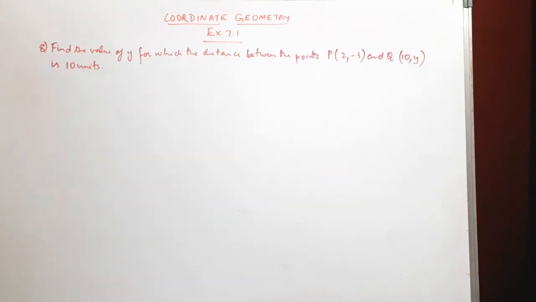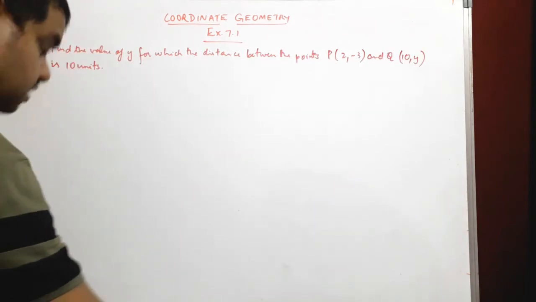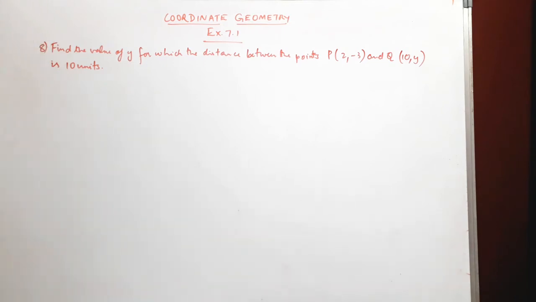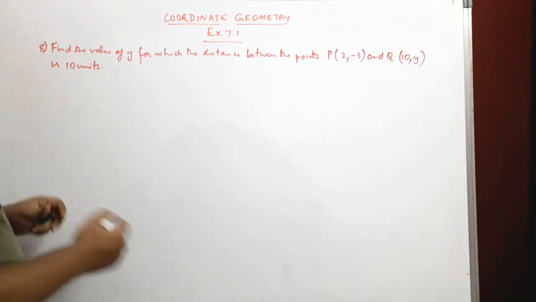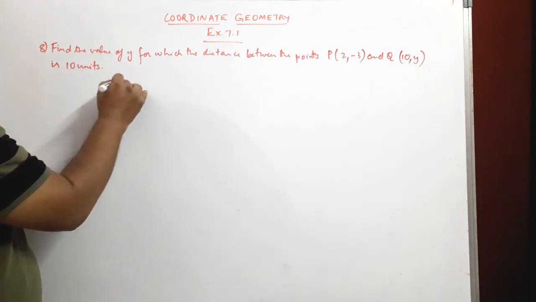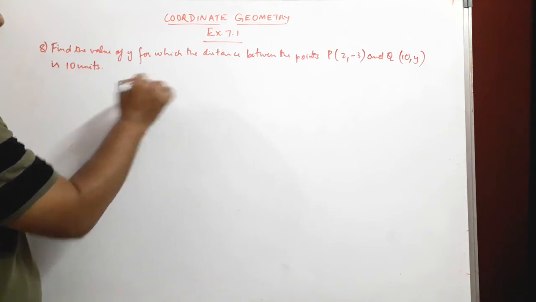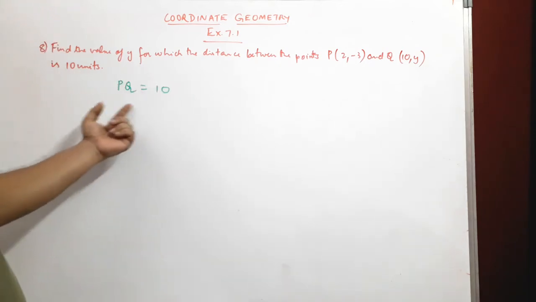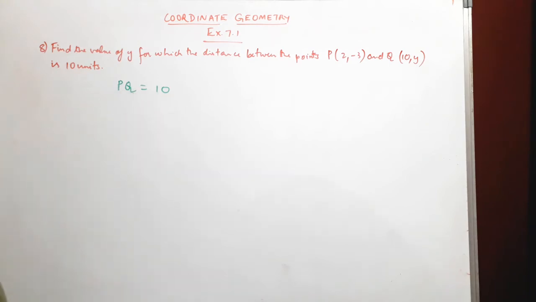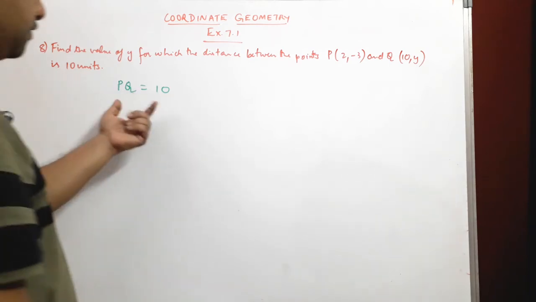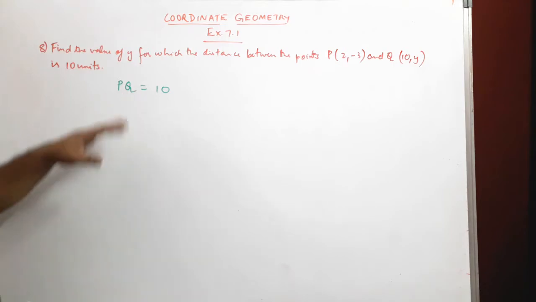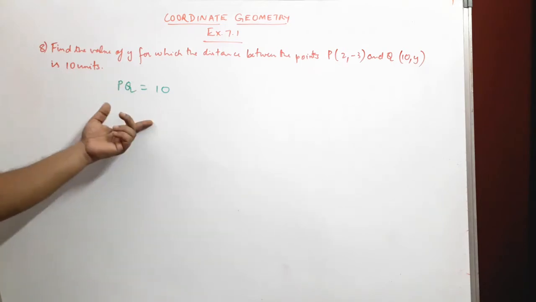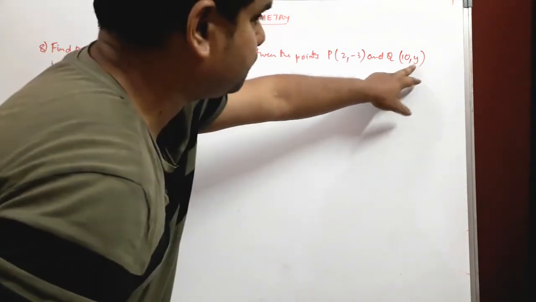Our next problem is, find the value of y for which the distance between the points P 2 comma minus 3 and Q 10 comma y is 10 units, which means that it is telling you PQ is equal to 10 units. Okay, the distance PQ is equal to 10. Usually we find out the distance. Here it is given. We need to find out the value of y over here.